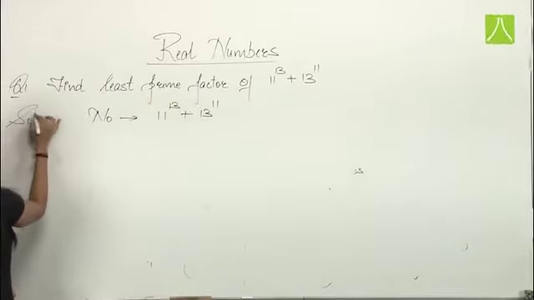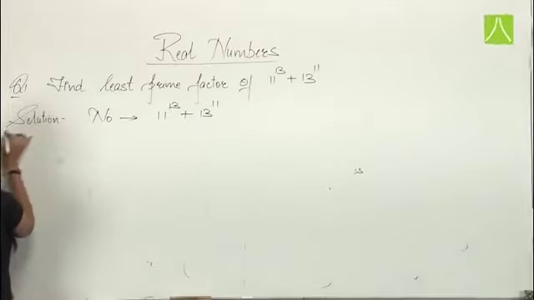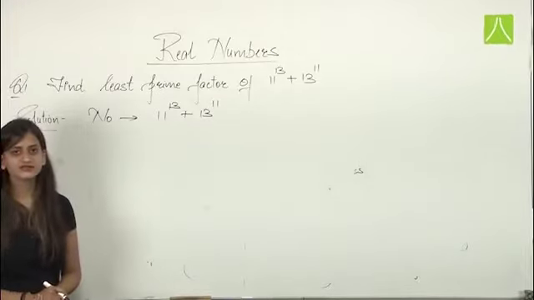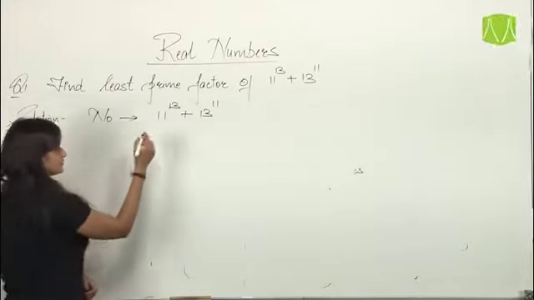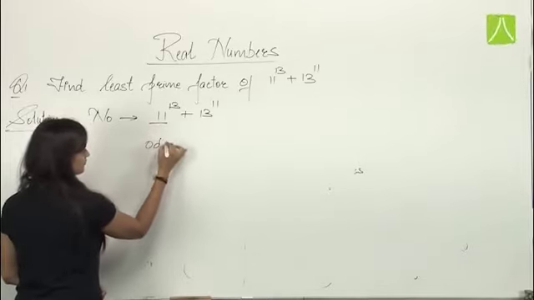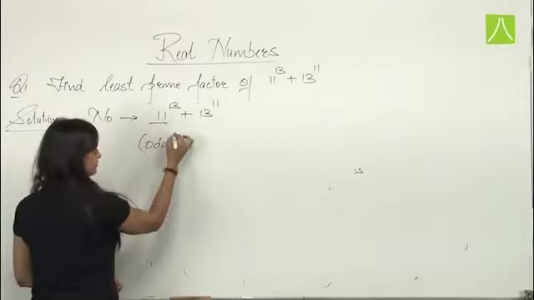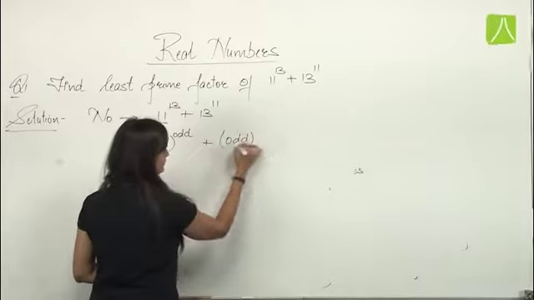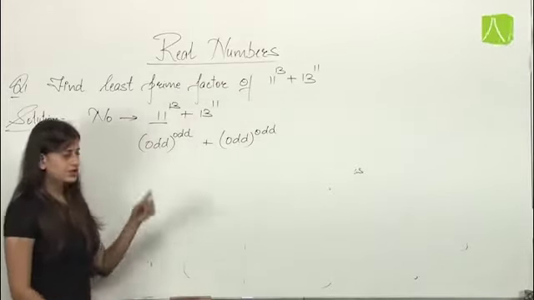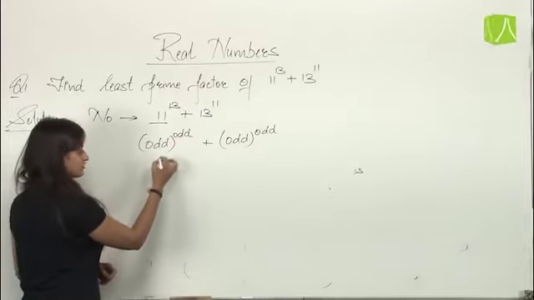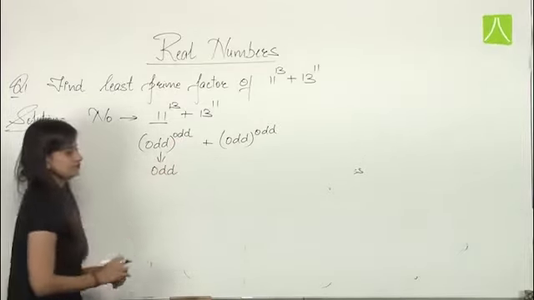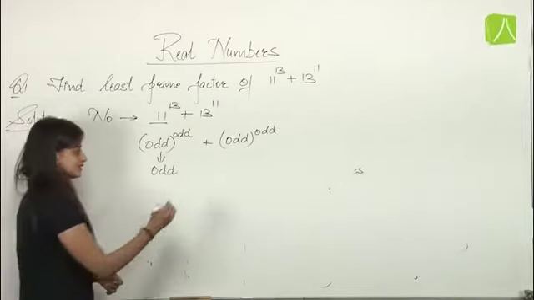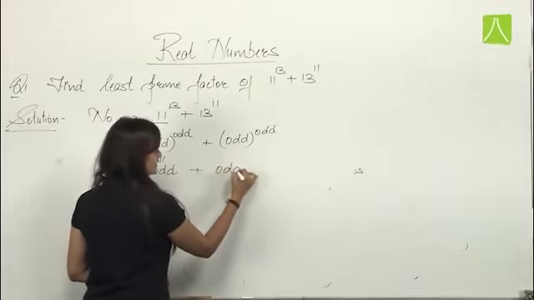Let's see the solution. We have to find the least prime factor of this number. To find it, we must know the nature of the number. 11 is an odd number, 13 is also an odd number. Similarly, in 13 power 11, 13 is odd and 11 is again odd. Odd power odd is always an odd number. Like 3 power 3 is 27, and 27 is an odd number. Here also odd power odd gives odd.